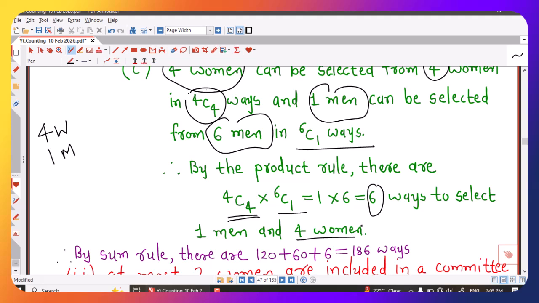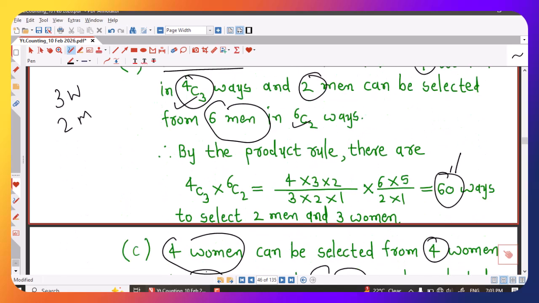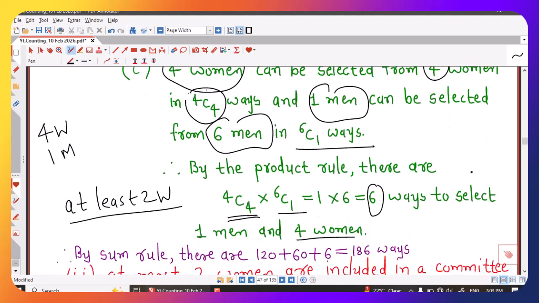And the number of ways of selecting at least 2 women in a committee is nothing but the addition of these 3 numbers by the sum rule. That is, we have to add 120, 60 and 6, and that turns out to be 186. So there are 186 ways to form a committee of 5 persons in which at least 2 women are included.